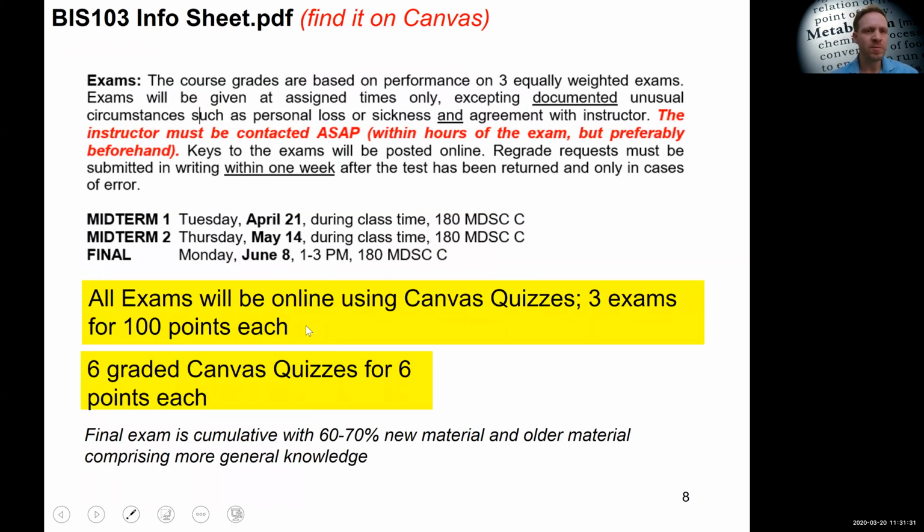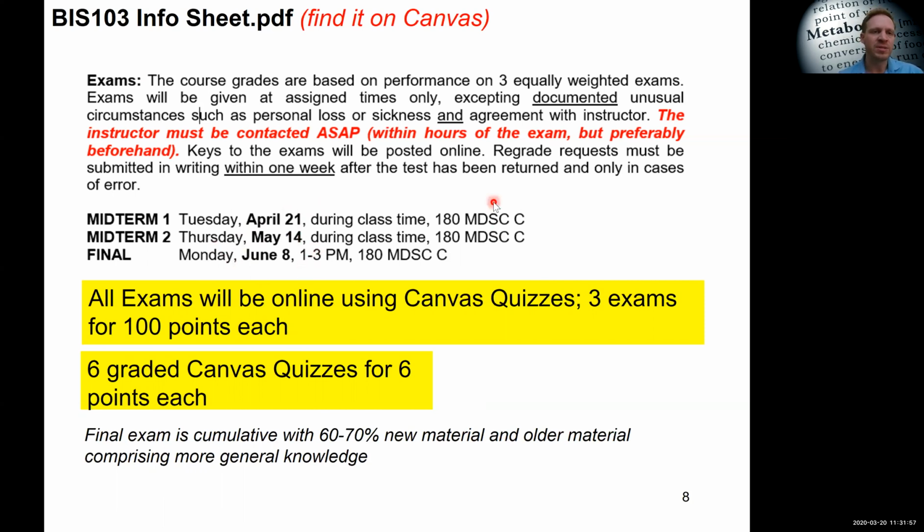Exams, important information. We will have 2 midterms and 1 final exam. I have listed here the dates for these. So our first midterm will be on April 21st during our official class time. The second one, same time, a different day, on May 14th. And then our final will be June 8th here from 1 to 3 p.m.